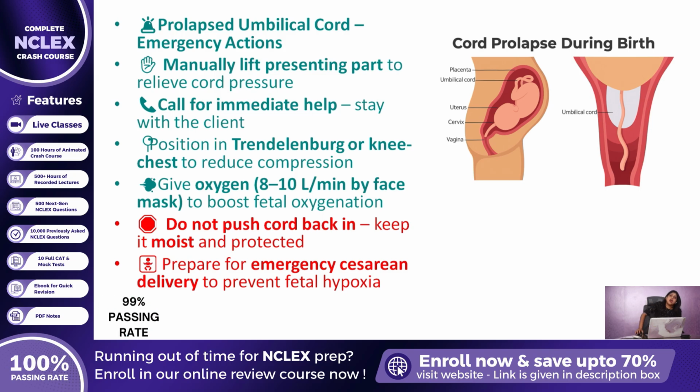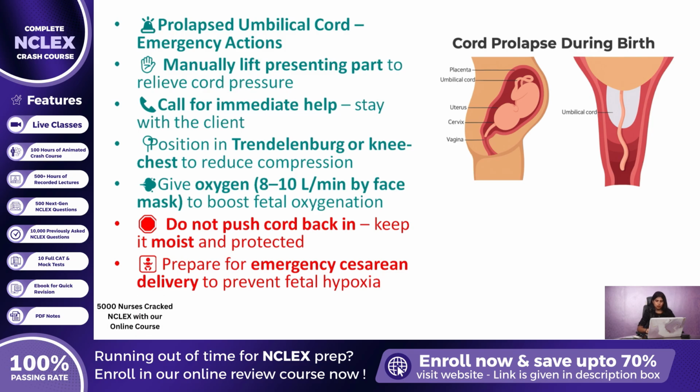Here is the rationale. The most critical initial action when a prolapsed umbilical cord is identified is to relieve pressure from the cord by manually elevating the presenting fetal part. This prevents further cord compression and preserves fetal oxygenation. The nurse must then remain with the client and immediately summon help, as this is a true obstetric emergency.